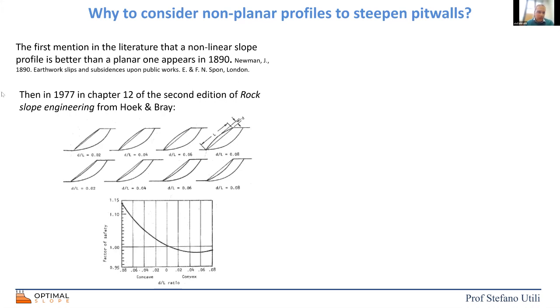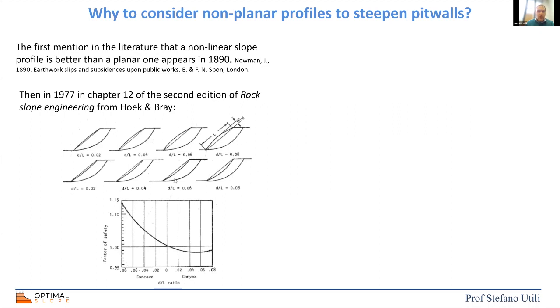Here we can see in this chart a factor of safety of 1 for a straight slope, and instead when the slope is circular and concave, the factor of safety increases. So Hoek shows that already in 1977, if you have a non-planar slope, you can get a higher factor of safety. But equally, you can get a lower factor of safety if you get the wrong shape, because in the case of a wholly convex slope, you get a factor of safety lower than 1.